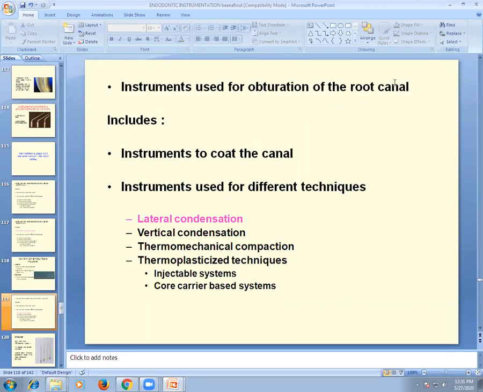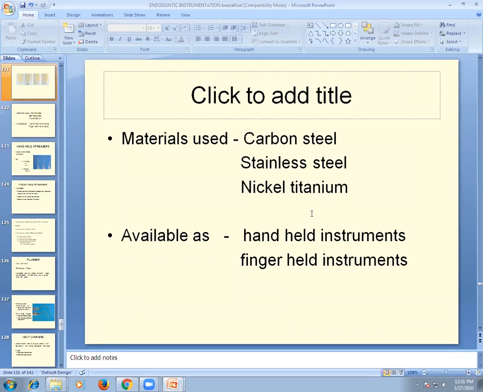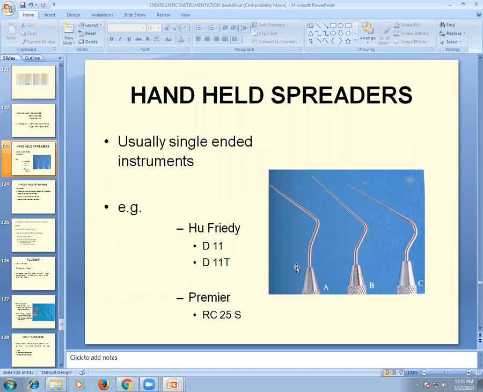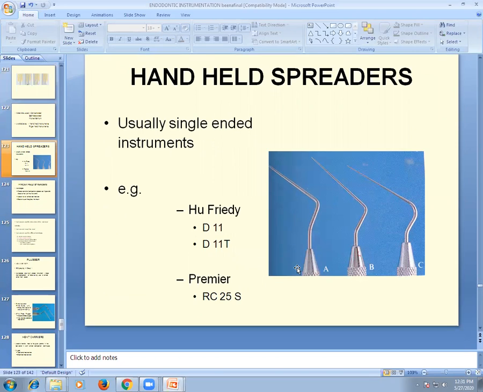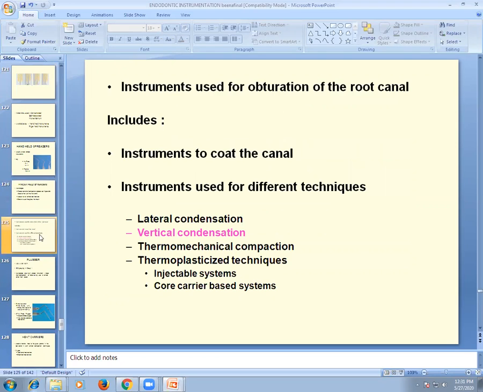The instruments used for obturation of the root canal include instruments to coat the canal and instruments for different techniques, that is lateral condensation and vertical condensation. These are the spreaders. They are used for lateral compaction. When you insert the master cone, the spreaders are used. They are available in carbon steel, stainless steel, and nickel titanium, as handheld instruments and finger-held instruments. Handheld are the spreaders, and these are the finger spreaders, and these are used to coat the canals.